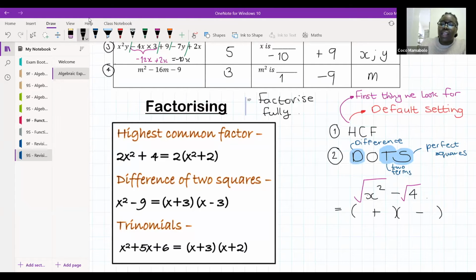Now I know that the square root of x squared is going to be x. So I'm going to put an x here and an x there. And the square root of 4 is going to be 2 and 2. That's how we do DOTS.